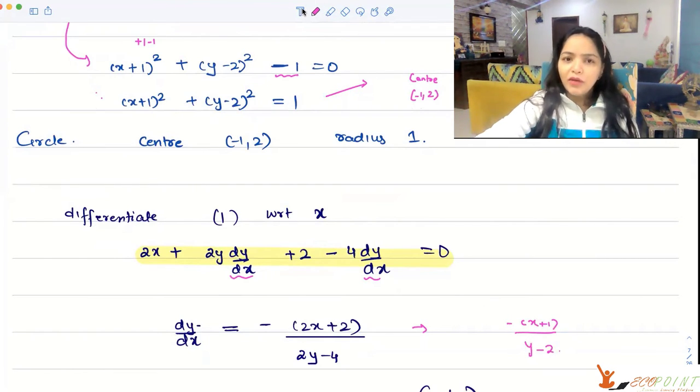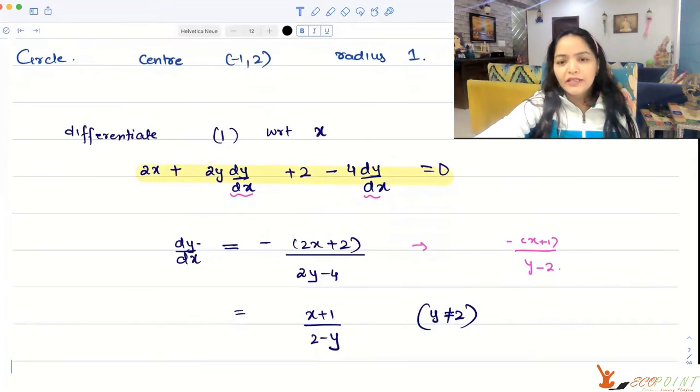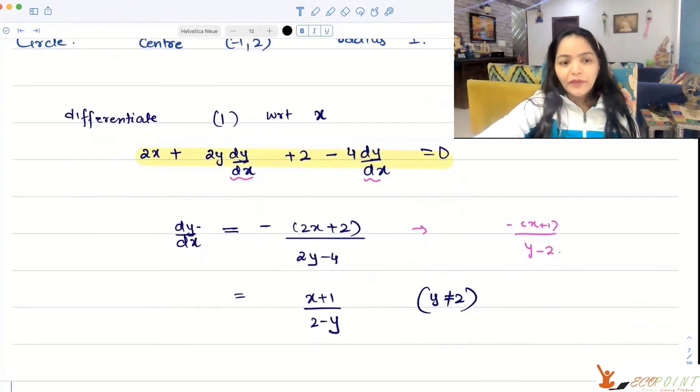And you can even modify that. If you don't want a minus sign out there, you can modify it as 2 minus y in the denominator, where y should not be equal to 2, of course, because that's in the denominator, right?